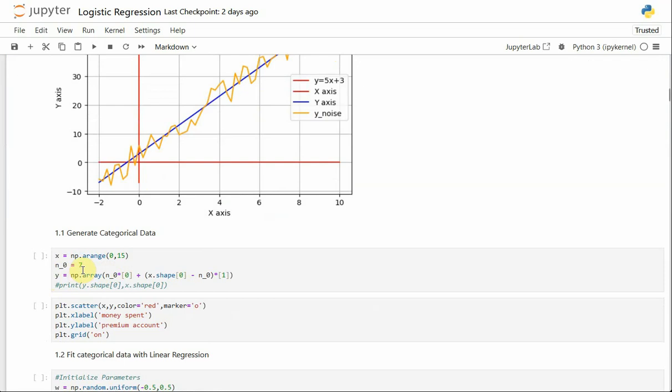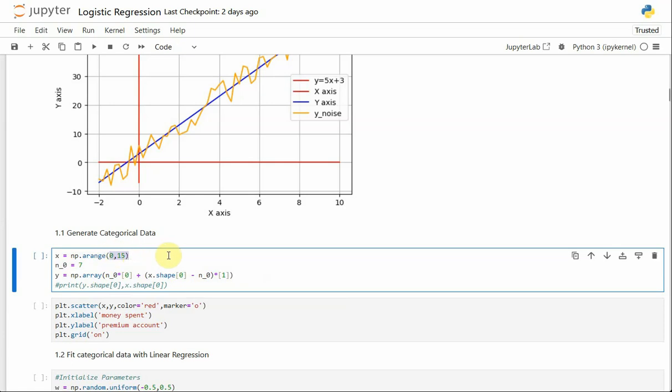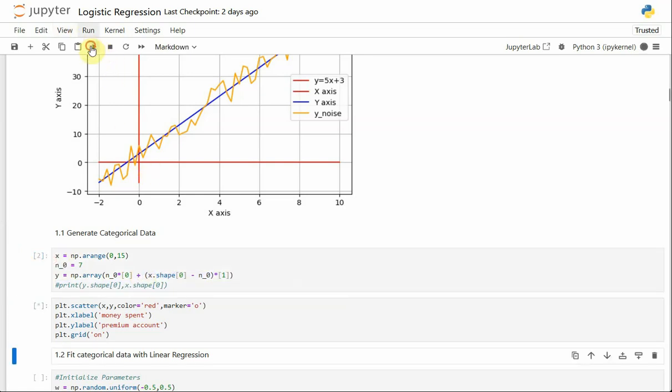We will refer to data points with value 0 as the data from the negative class, and data points with value 1 as data points from the positive class. So let's construct this binary data. In total, we will take 15 data points, and we will assign 0 to the first 7 data points, and the remaining 8 data points will be assigned value 1. So let's create this data and visualize it.